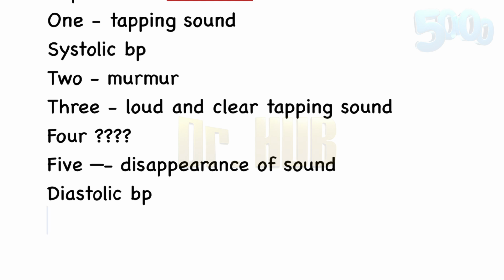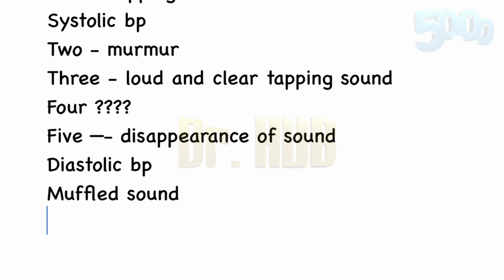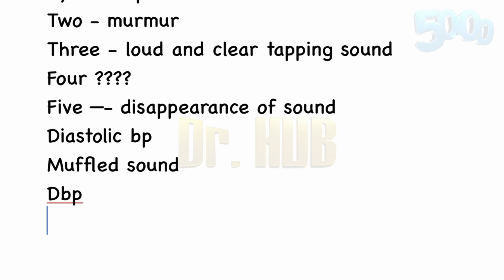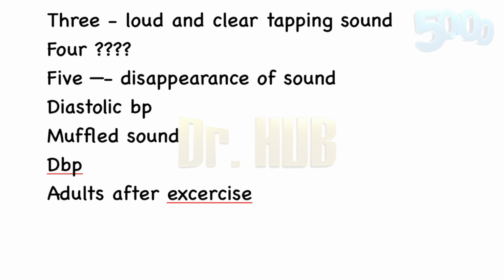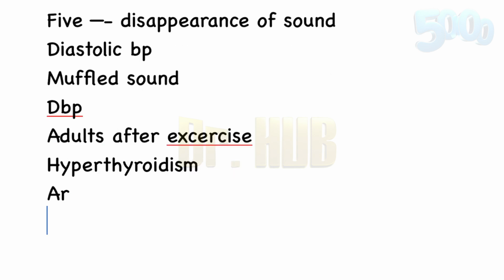Phase 4 of the Korotkoff sound is where the muffled sound is heard, and this muffled sound corresponds to the DBP, the diastolic BP, in adults after exercise. Next, in children, in hyperthyroidism, in AR, that is aortic regurgitation, and even in patients with arteriovenous fistulas for hemodialysis.